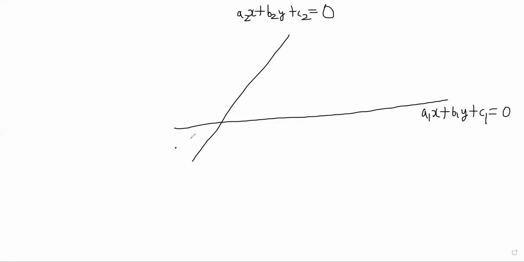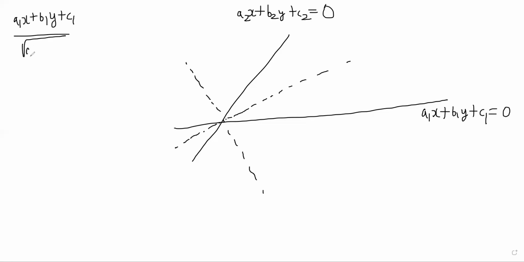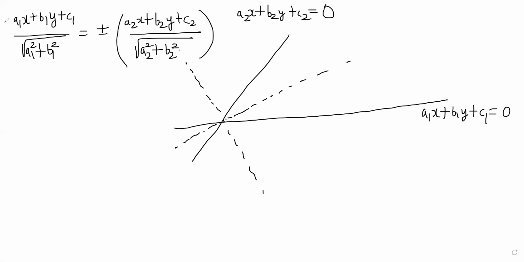Then the equations of the two bisectors will be given by (a1x plus b1y plus c1) by root over a1 square plus b1 square is equal to plus minus (a2x plus b2y plus c2) by root over a2 square plus b2 square. Are you understanding how and why this is happening?